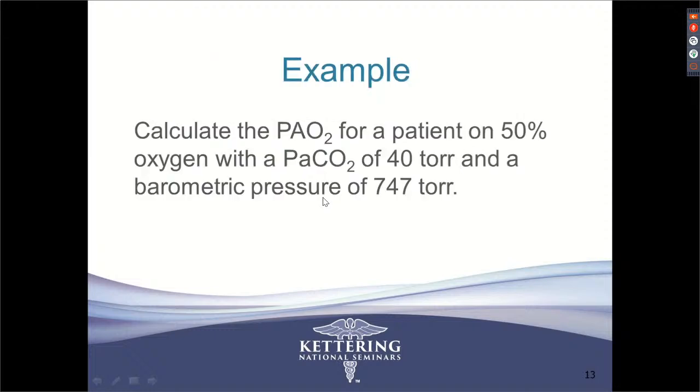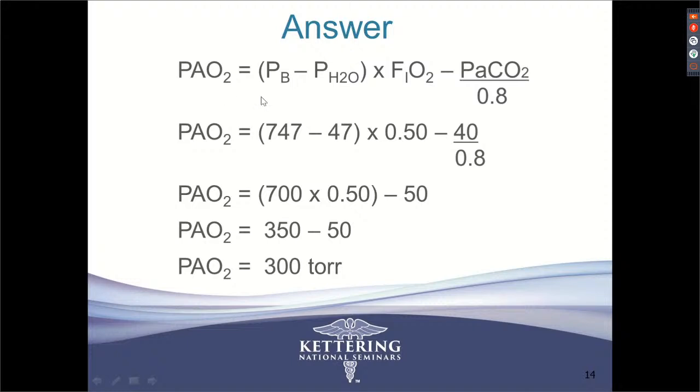Whenever you do this one, we give an example there, letter D. If you've got a patient on 50% and a CO2 of 40 and a barometric pressure of 747, you put all of that into the formula. The barometric pressure goes here. Water vapor pressure is always assumed to be 47. FiO2 goes here. The PCO2 goes here, and then you divide by the respiratory quotient. And then you just go through and do the math.